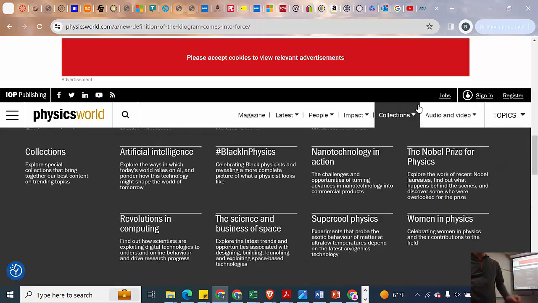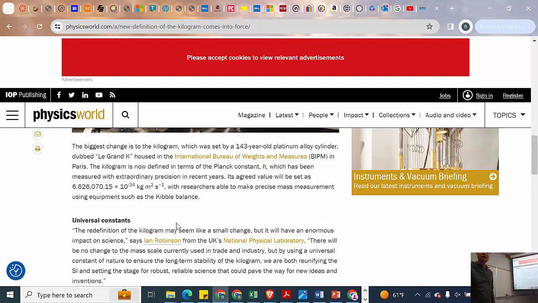So let's say you bought an ounce of gold before the change, and then you bought an ounce of gold after the change. Are they the same? Well, it depends on how the ounce was defined. You know how the pound was defined? There's 16 ounces exactly in a pound. Now, did the definition of the pound change?